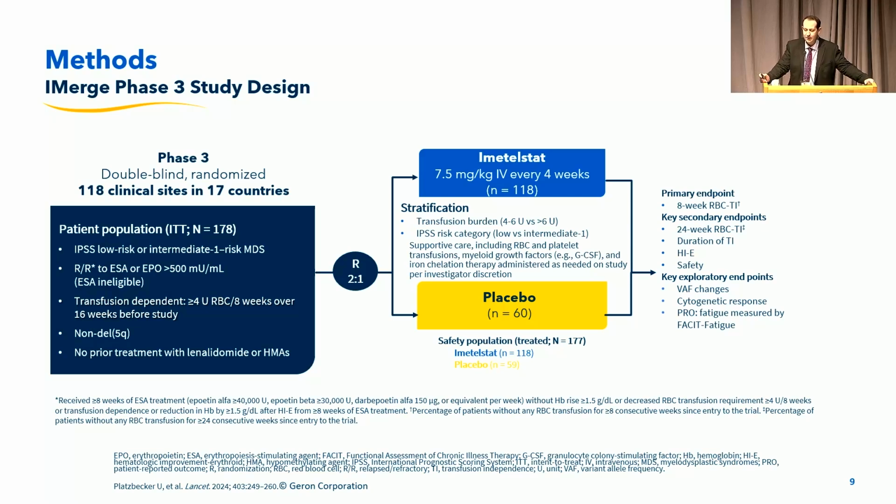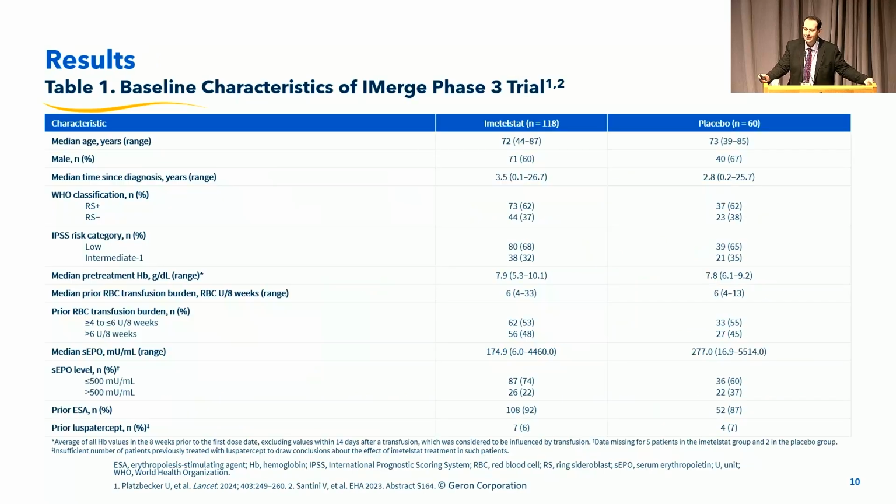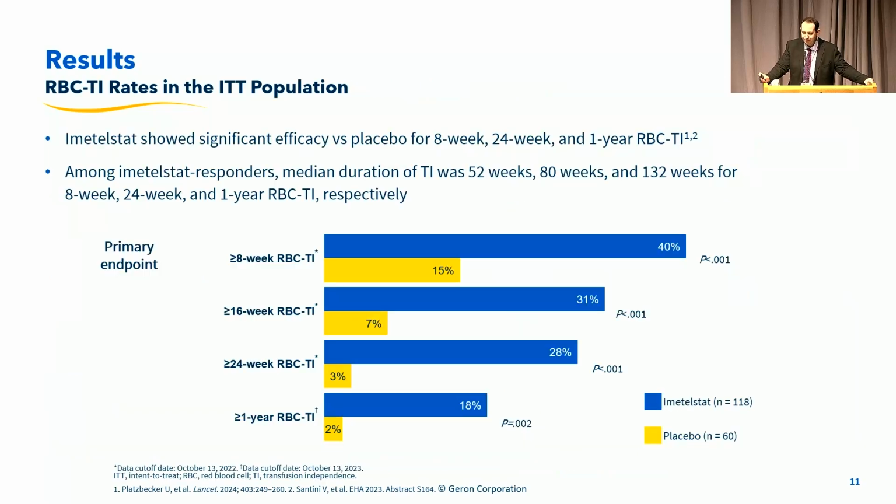The primary study endpoint was the 8-week transfusion independence, which I'll refer to as an 8-week TI. The baseline characteristics were pretty balanced between the study groups. The median age at study enrollment was 72. Most patients, 90% in both arms, had received prior ESA therapy, and only 7% had had prior luspatercept therapy.